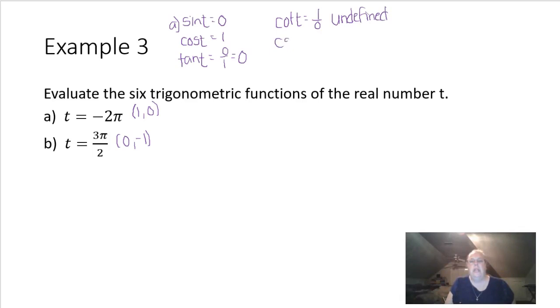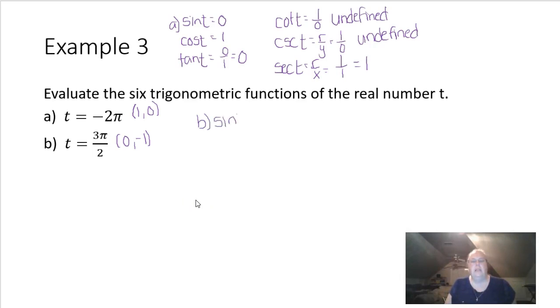The cosecant of t, remember, this is r divided by y, and r is equal to 1, so we got 1 divided by 0, and, well, that's undefined as well. And then to do the secant, this is going to be r divided by x, so that's going to be 1 divided by 1, which is going to give us 1. All right, now for part B.